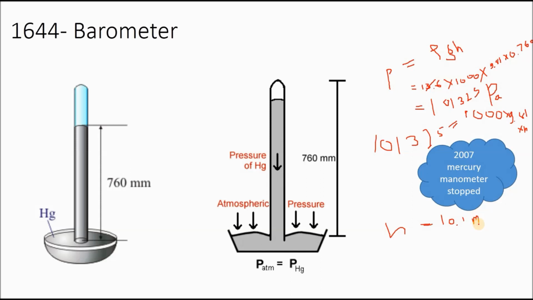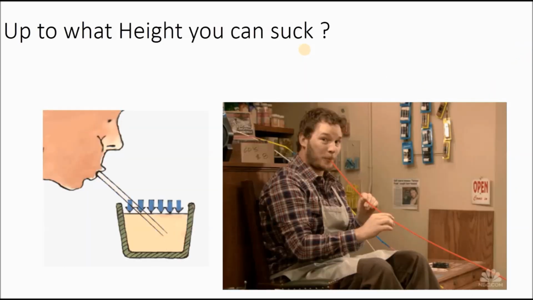It means if you want to use a water barometer, then you should get a 10 meter pipe. With mercury it is something close to 800 mm, but if you want to make a water barometer, a 10 meter height pipe is required. One question, the second one, I asked up to what height you can suck. Now you easily understand by this equation, only 10 meters you can suck if you maintain atmospheric pressure with a small diameter straw.